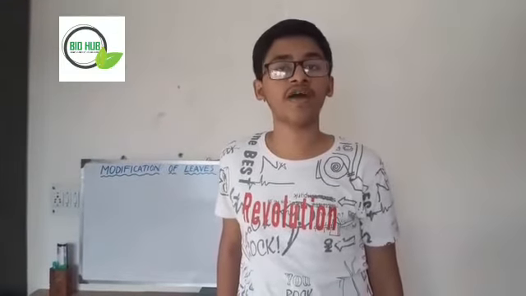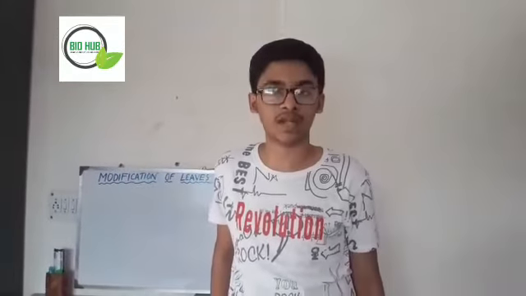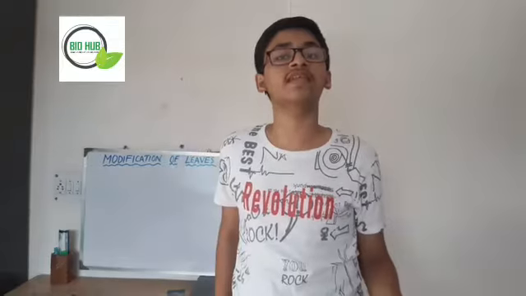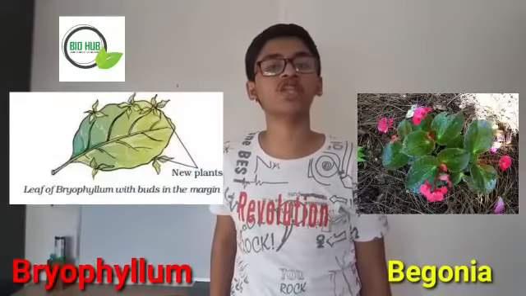For example, in Bryophyllum and Begonia, there are some adventitious buds on the plant. They remain dormant when the leaf is attached to the plant. But when there are favorable conditions in the environment and the leaf falls from the plant, these buds grow up into new plantlets, and then these plantlets get separated from the leaf and grow into new plants. This is what vegetative propagation is. Examples are Bryophyllum and Begonia. In these plants you will see vegetative propagation.